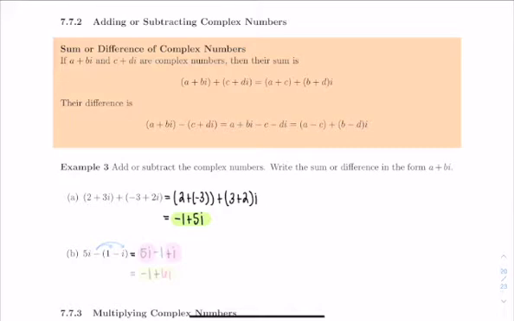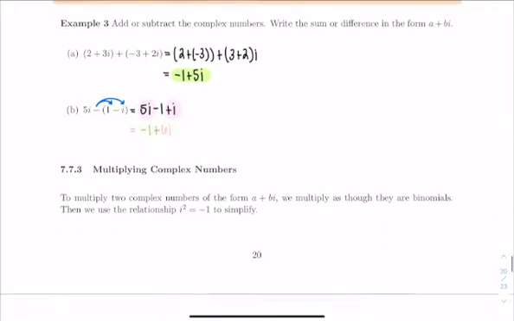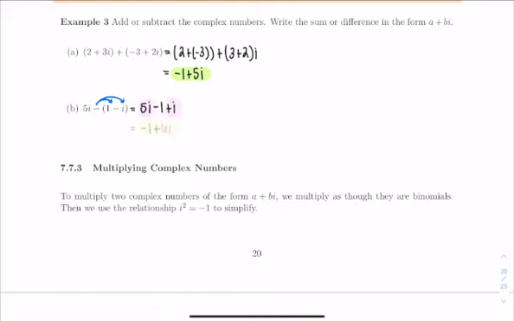In the second one, we have 5i minus 1 minus i. The first thing we're going to do is distribute our negative to both pieces. And so we have 5i minus 1 plus i. And then we add our imaginary parts together. We have our 5i and our i. And then making sure we put the real part first, we have negative 1 plus 6i.